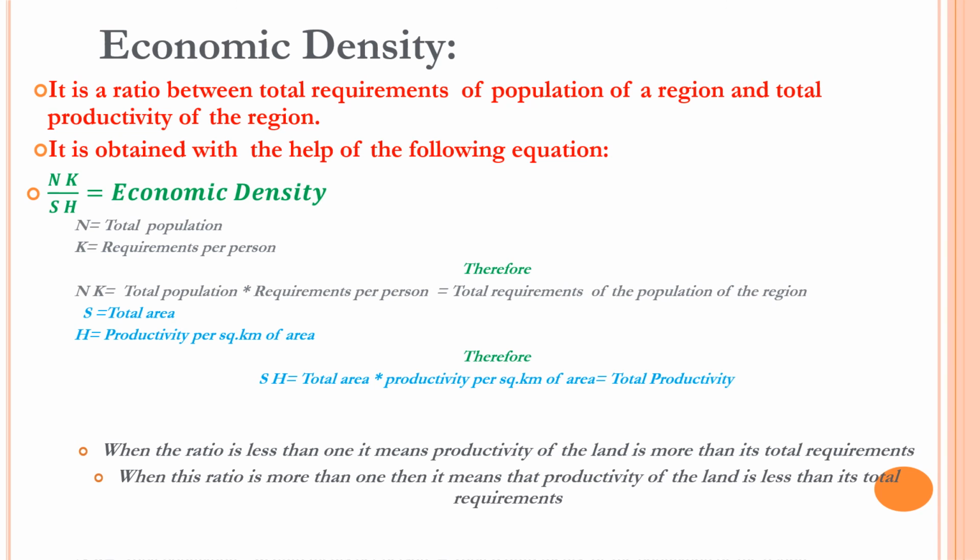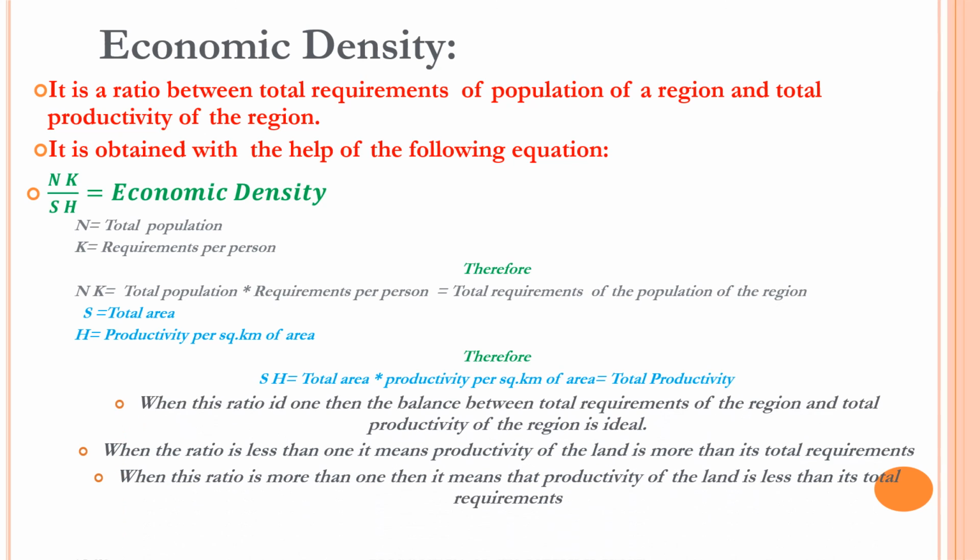This is the discussion about economic density. The next point is when the ratio is ideal, the balance between the total requirement of the region and the total productivity of the region is ideal.